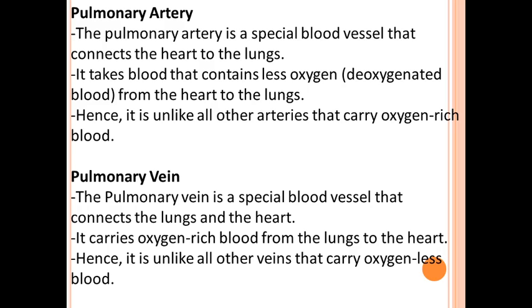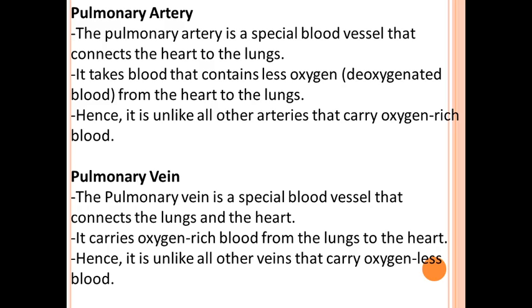Whenever you study the pulmonary artery and pulmonary vein, first do a detailed study about the artery and veins, and then write down the opposite functions regarding the pulmonary vein and pulmonary artery. Understood? Do the artery and vein difference. When you are writing about the pulmonary, write down the points opposite to that difference. Are you getting it? Am I clear?